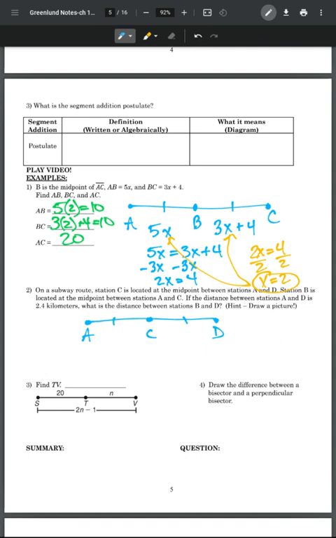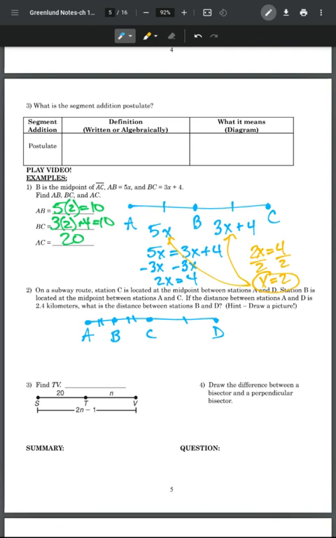Then it says station B is located at the midpoint between stations A and C. So we know it's halfway in between A and C, so I'm going to put B right there. And then to show that these are the same, I'm going to put 2 tick marks, just because they're different than segment CD. So we want to make sure we differentiate those.